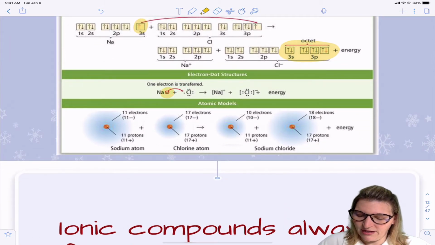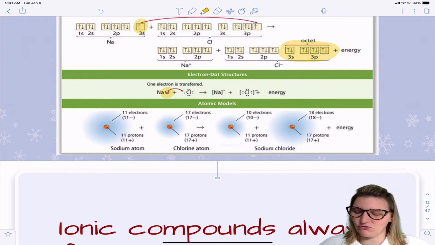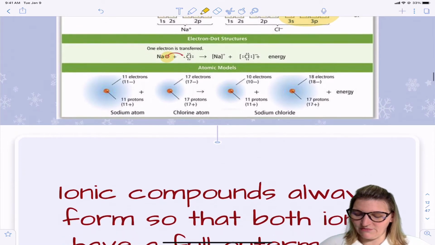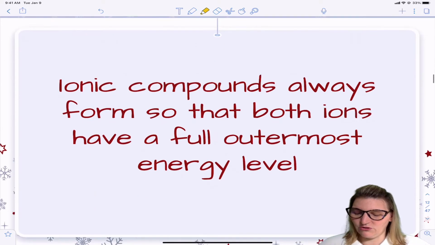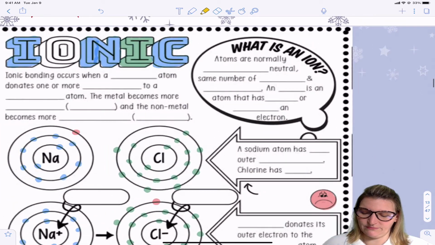You'll see the same things as what we were looking at in the beginning of the chapter with these electron dot diagrams, and even these with their atomic model. So you can see that sodium has 11 protons as it starts. At the end, it has 10 electrons, because it has one more proton than electrons, so it is positive. So the big rule that is going to dictate how these ionic compounds form is that they will always transfer electrons so that both atoms become ions with a full outermost energy level, because that is stable. And that's the goal of all of the atoms.